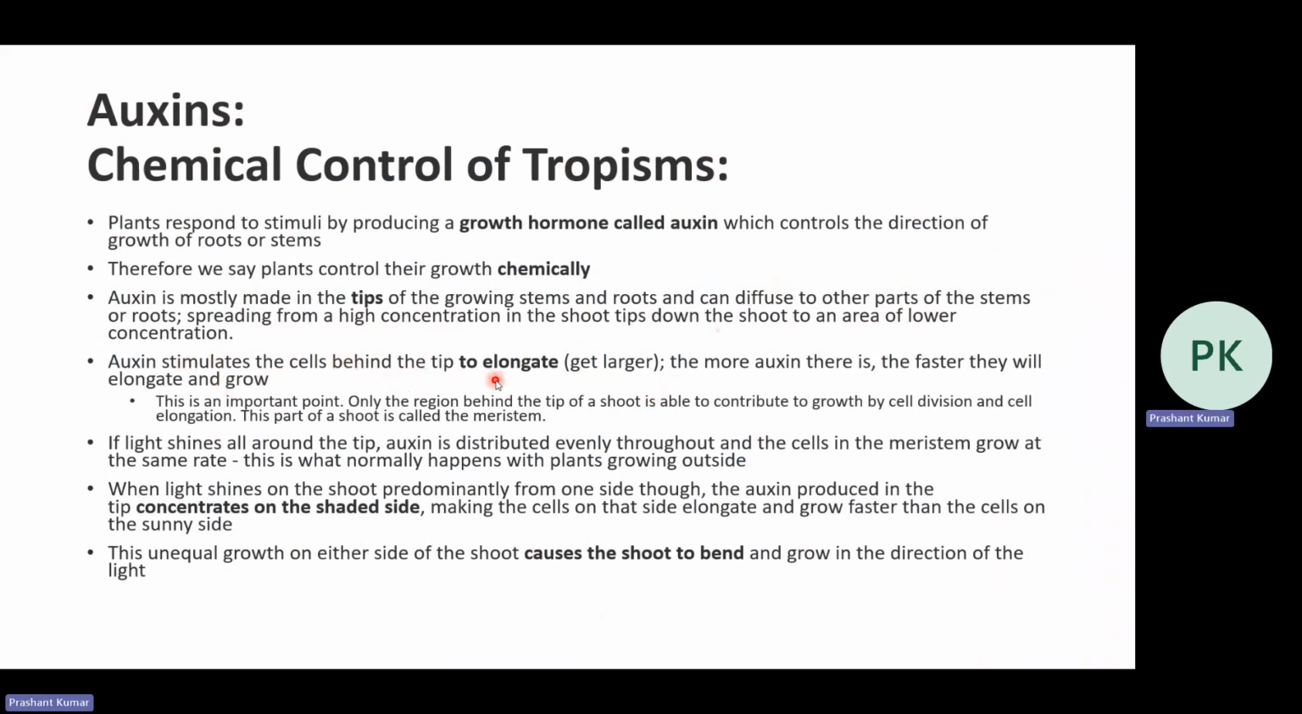Auxin stimulates the cells behind the tip to elongate. So the more auxin there is, the faster they are going to elongate. If light shines on the tip from above, auxin is distributed evenly throughout and the cells in the meristem grow at the same rate. When light shines on the shoot predominantly from one side, the auxin produced in the tip concentrates on the shaded side, making the cells on that side elongate and grow faster.